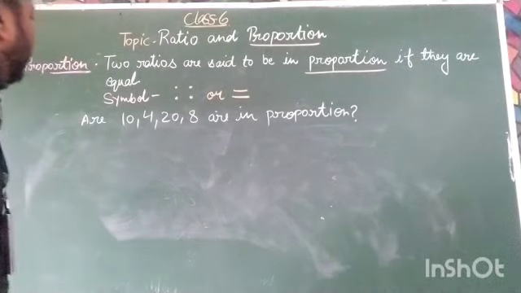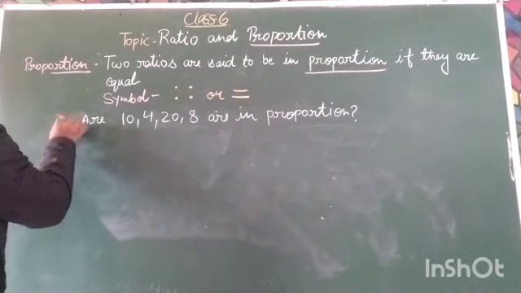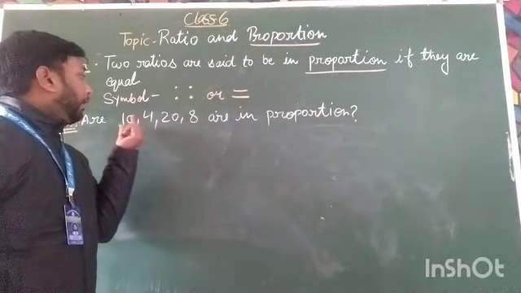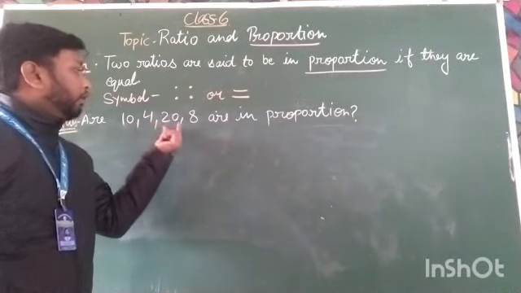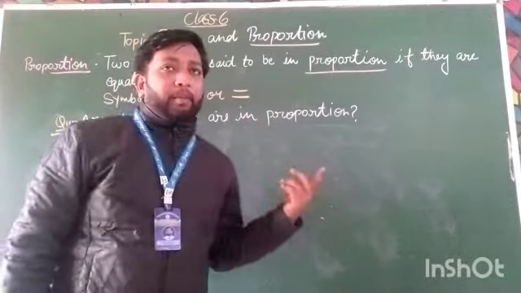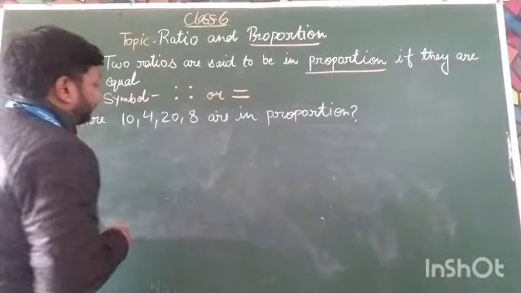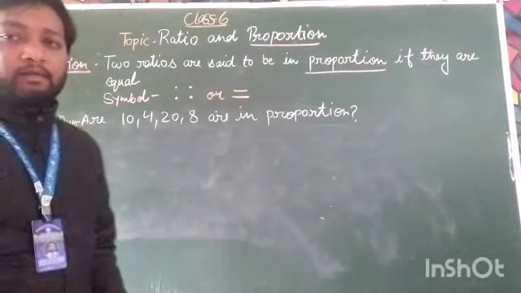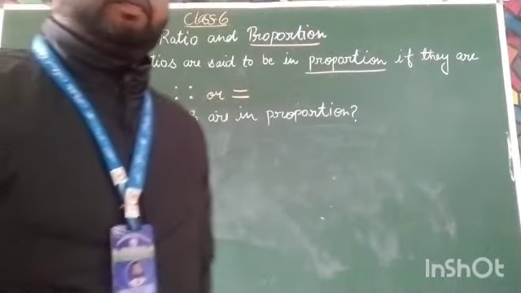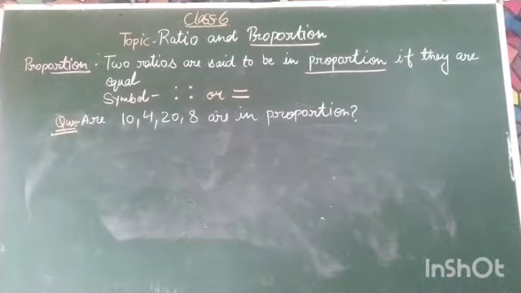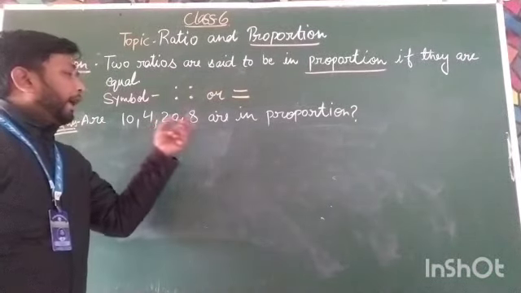So see the question. The question is: are the numbers 10, 4, 20 and 8 in proportion or not? So how do we do it? We first write what? So here is the question: 10, 4, 20 and 8.